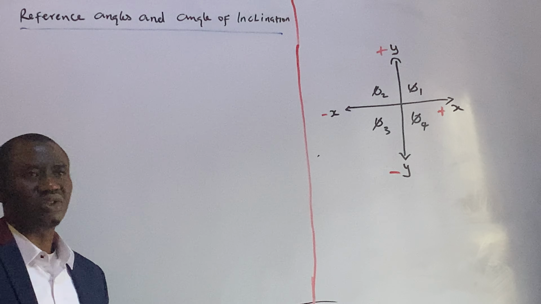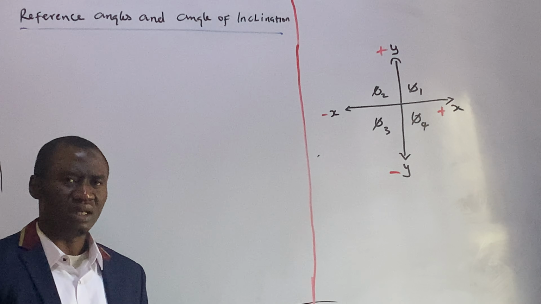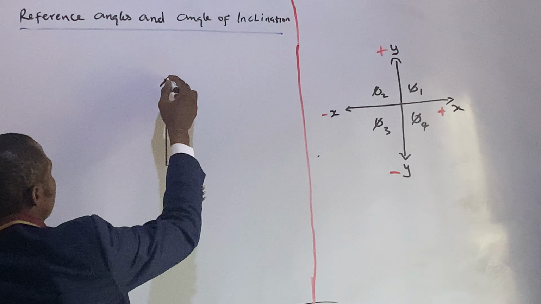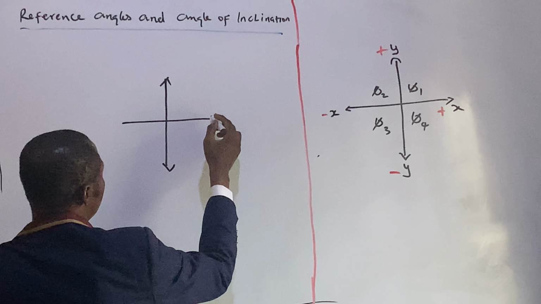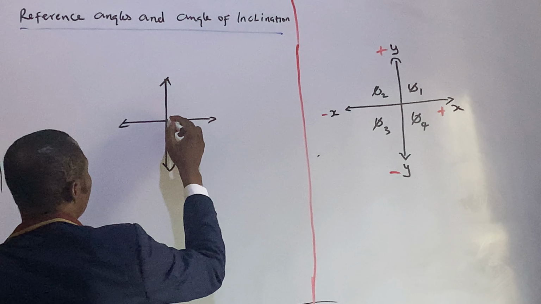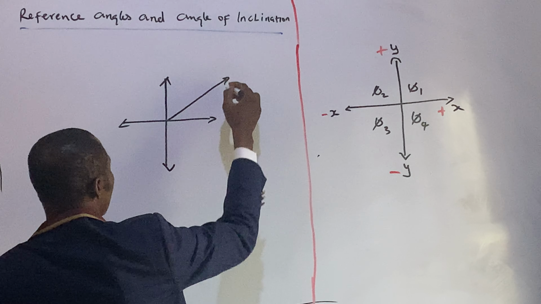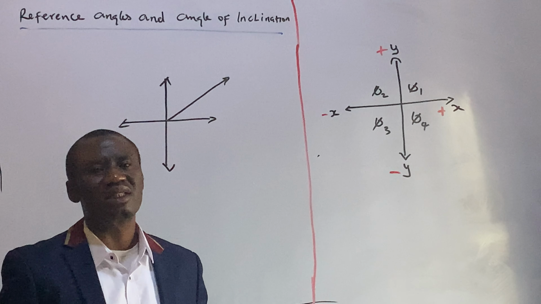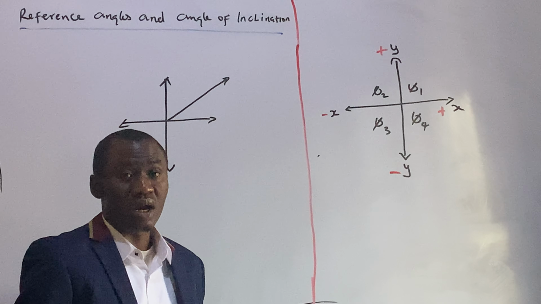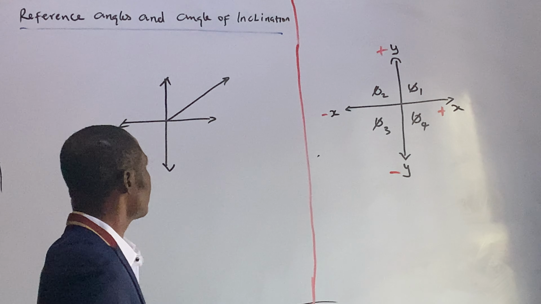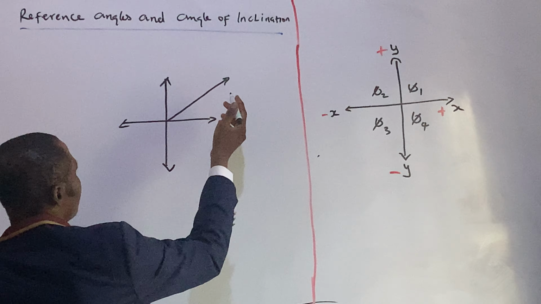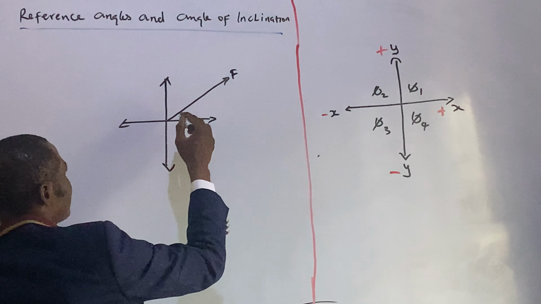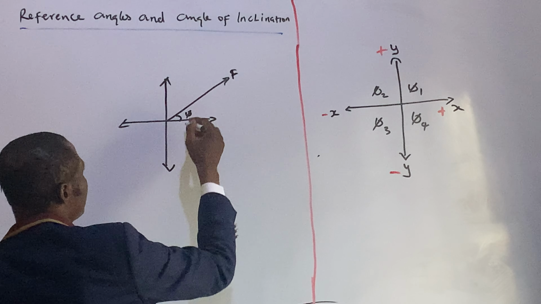Now, the question is, what is the angle of inclination? Let's give an example. Let's say we have the coordinate system again, and a vector travels along the x-axis and is inclined at a particular angle, theta, in degrees. All right, now a vector, maybe a force, travels along the x-axis at an angle theta.